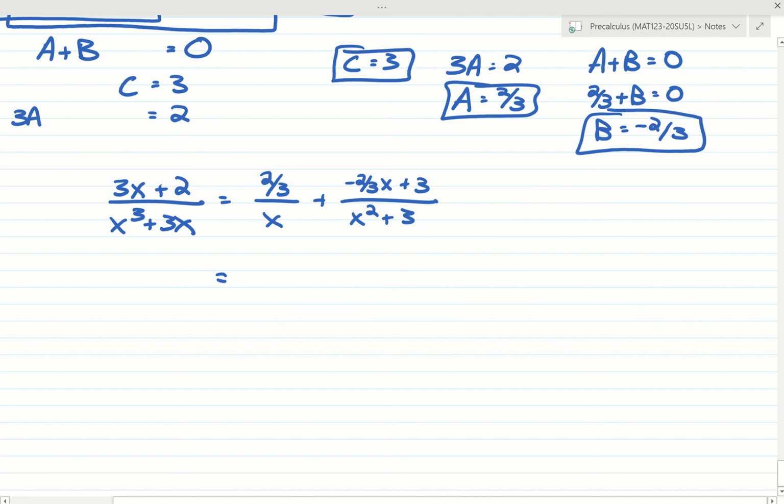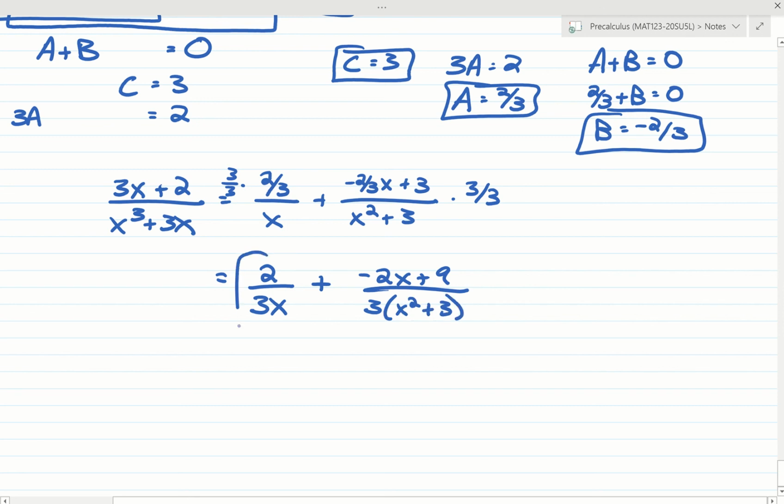One way to think about this is instead of just bringing the 3 down, let's just multiply the top and bottom by 3/3. That's really just multiplying by 1, but the top turns into 3 times 2/3 is just 2. 3 times x is 3x. We could do the same thing with the second fraction. If you want to get rid of the fraction on top, just multiply the top and bottom by 3/3. You'd wind up with negative 2x plus 9 over 3 times x squared plus 3. The denominators we could always leave factored, but that would be your partial fraction decomposition.